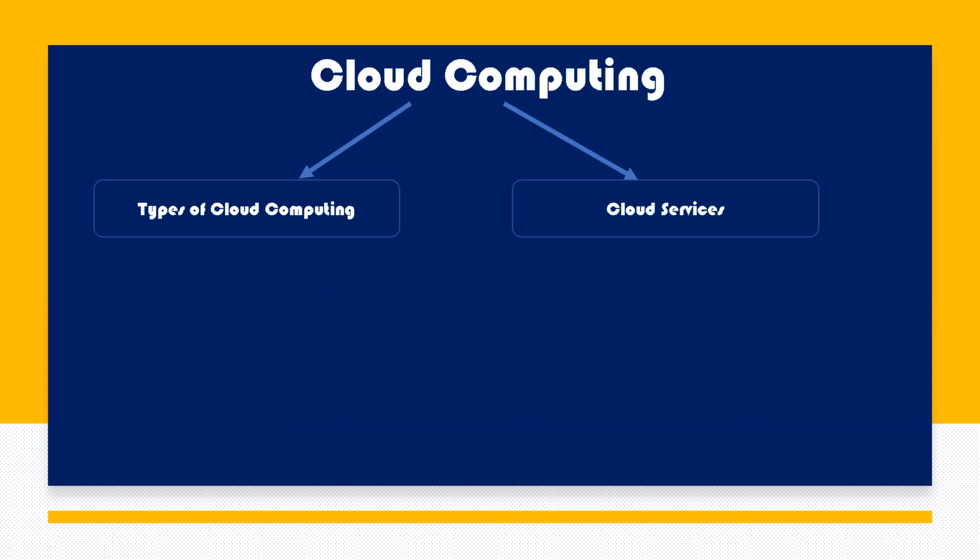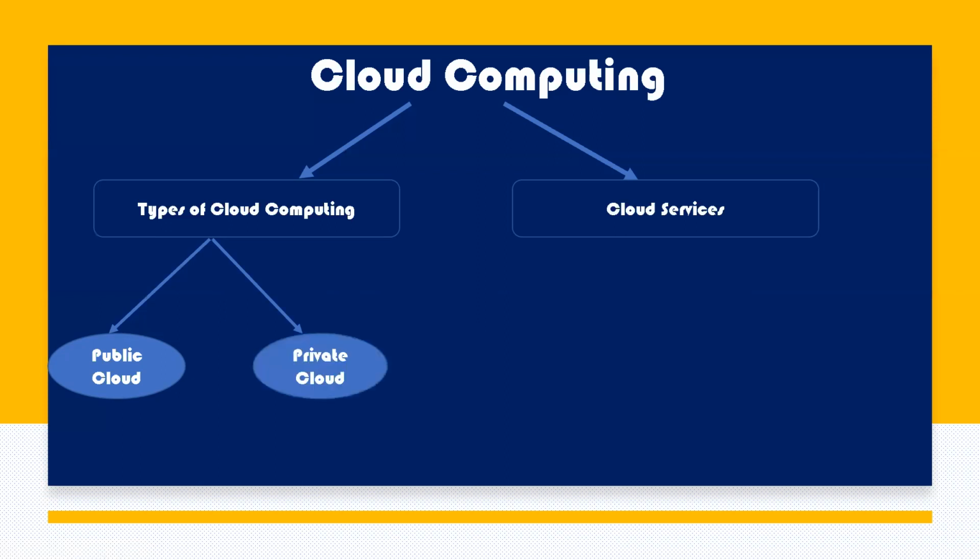Let's see, cloud computing we can categorize in two ways. One is the types of cloud computing, another one is the cloud services. Types of cloud computing: here, one is public cloud, then private cloud, then hybrid cloud. What is the public cloud, private cloud, hybrid cloud?